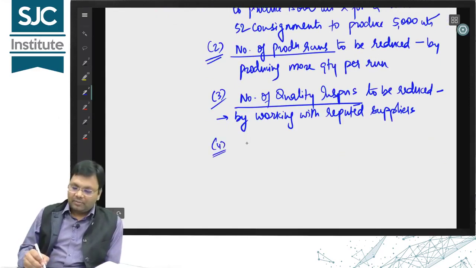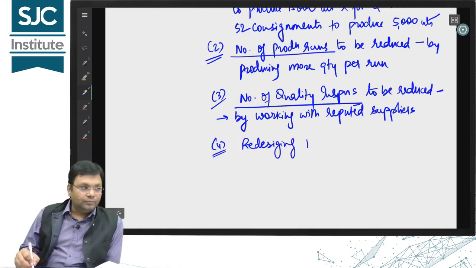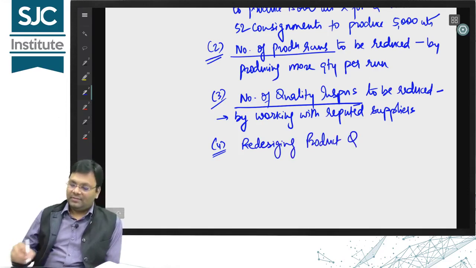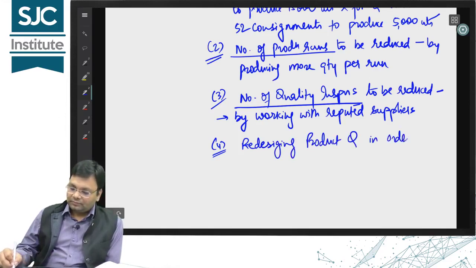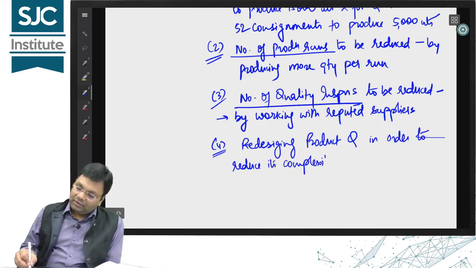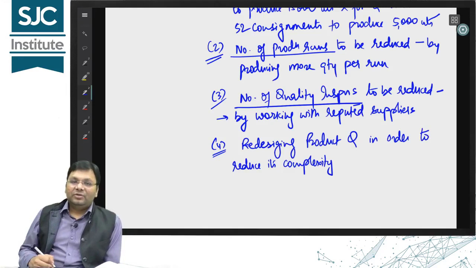Moreover, you can also write about redesigning product Q in order to reduce its complexity. It might be that product Q is using more production runs because of its complexity. So you may redesign product Q in order to reduce its complexity.